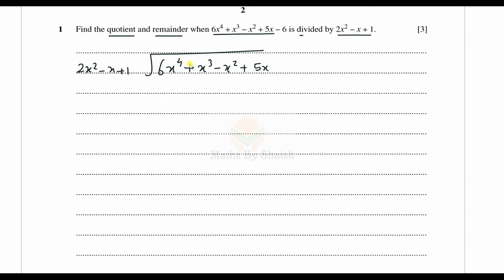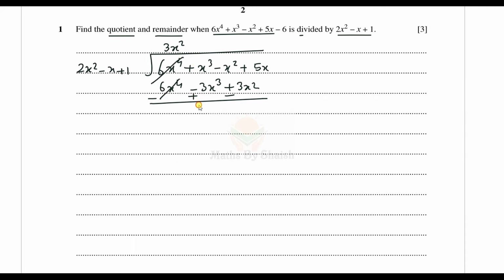So we'll take the leading terms of dividend and divisor, and we'll divide. We'll get 3 times x square. 6x power 4 over 2x square is 3x square, and we'll multiply it in completely. Then we'll get 6x to the power 4 minus 3x to the power 3 plus 3x square. And now we'll change the sign because we are going to subtract it, and then these two get cancelled.